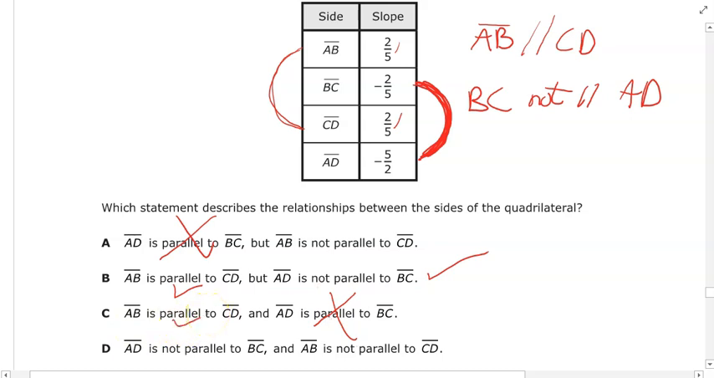First part was. AD is not parallel to BC, and AB is not parallel to CD. No, that part right there. This is parallel, so I know that part's not true. These two were not parallel, so that part is true, but this part's not true. The only one that had both true parts was answer choice B on there.